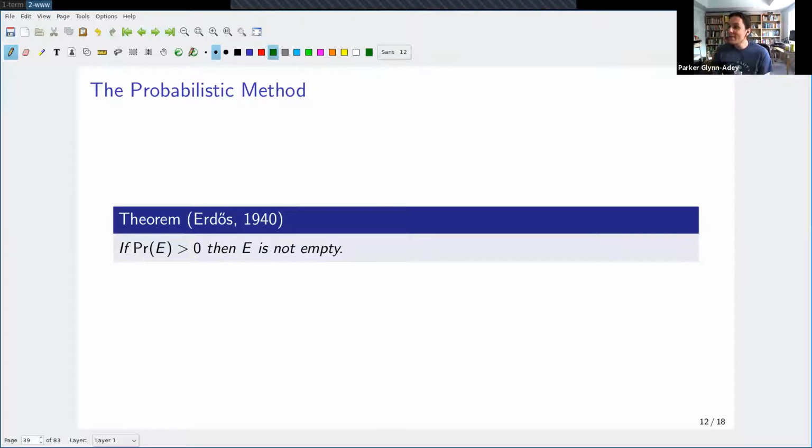Okay, cool. So now I'm going to let you in on the big secret. This is the probabilistic method. It says, and this is like pure magic, if the probability of something is not 0, then that event is not empty. That thing actually happens. So if the probability of all the coins coming up heads is not 0, then there is some outcome where all the coins line up heads.